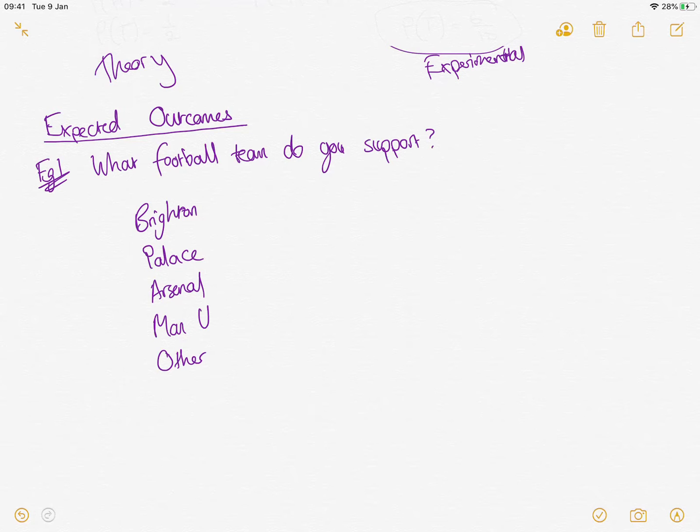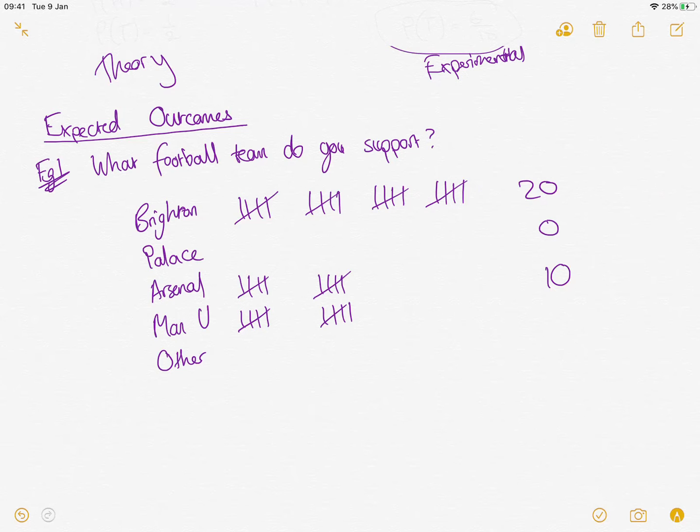So let's say I go out and I record my data, and I've got 20 Brighton fans, 0 Palace fans, obviously. Let's say 10 Arsenal fans. Let's say 12 Man U fans and 8 other. Then in total I asked 20, 30, 42, 50 people. So I know what my experimental probability is going to be out of.